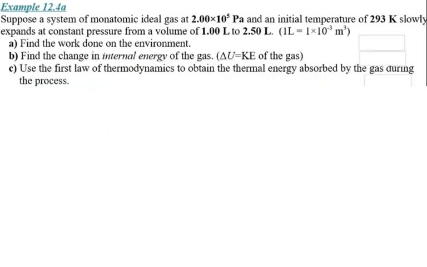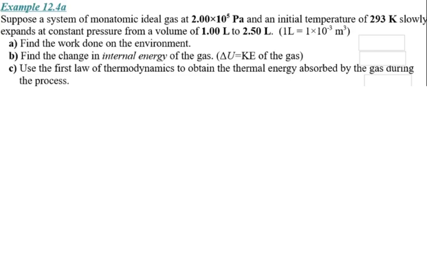In this question, they say suppose a system of monatomic ideal gas, at 2×10^5 Pascal and initial temperature of 293 Kelvin, slowly expands at constant pressure from a volume of 1 liter to 2.5 liters, and liter stands for 10 to the negative 3 meter cubic. Find the work done on the environment, find the change in internal energy of the gas, and use the first law of thermodynamics to obtain the thermal energy absorbed by the gas during this process.